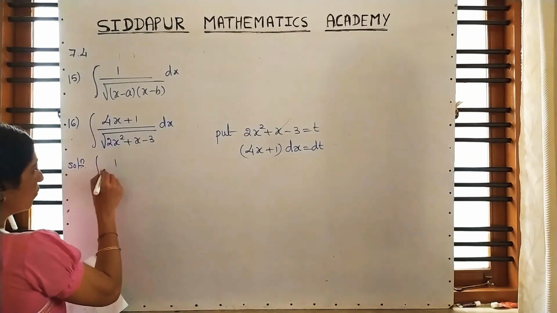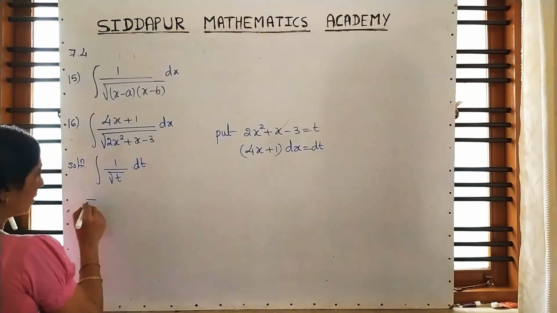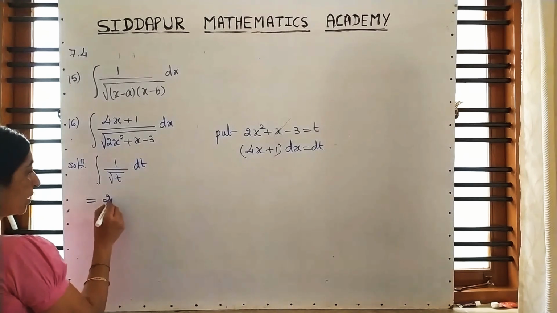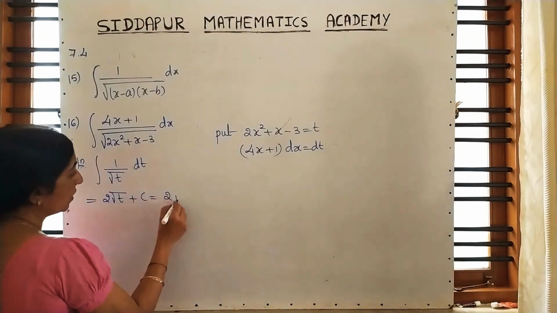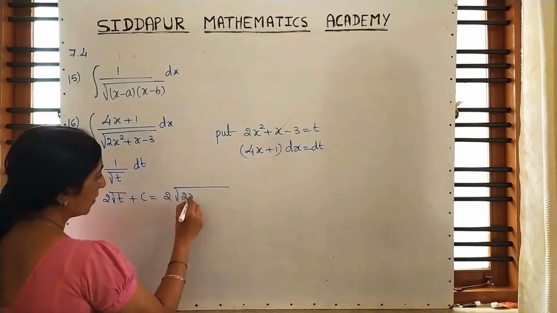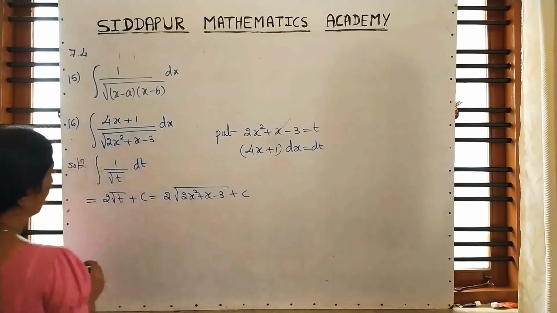So this is 1 upon root t into dt. What is the integration of 1 by root t? 2 root t plus c. So the answer is 2 root of (2x² + x − 3) plus c.